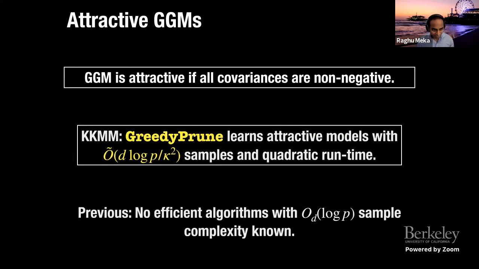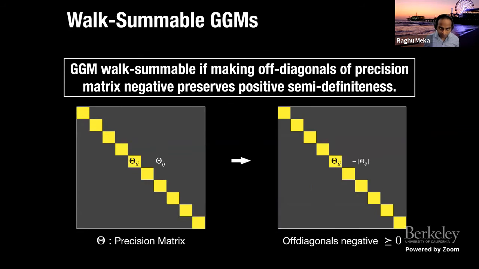And this is off from the information theoretically optimal sample complexity by a factor of d. So there's a lower bound for attractive GGMs as well, that you need at least log p over kappa squared samples. Okay, and so we'll get back to this algorithm and how to prove this later on.